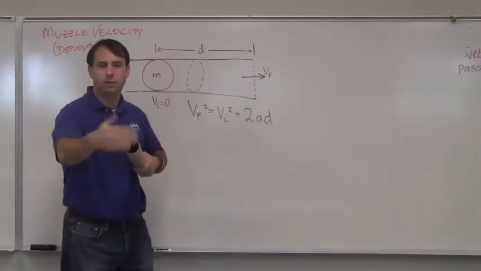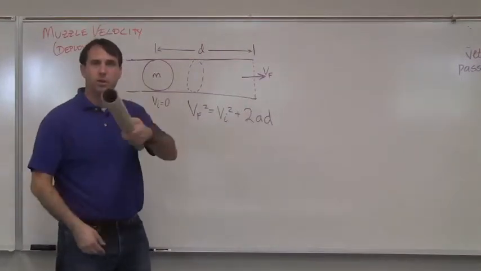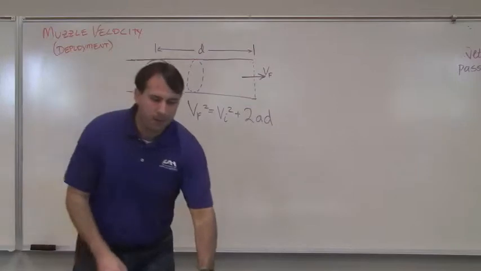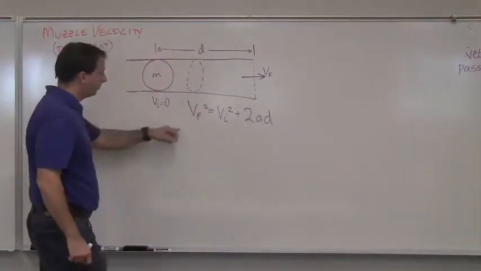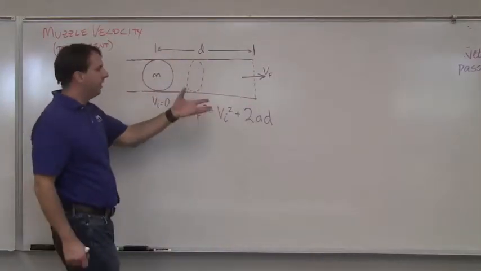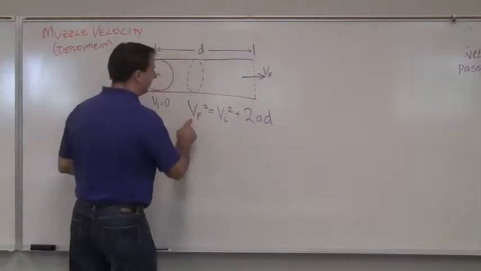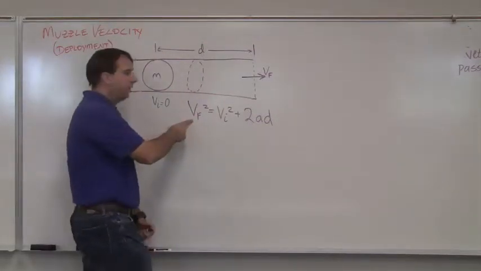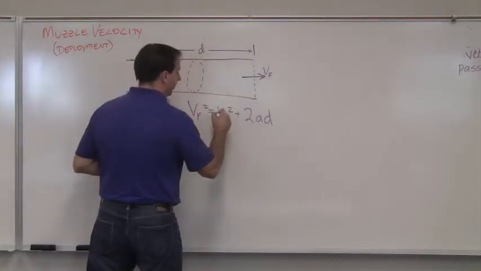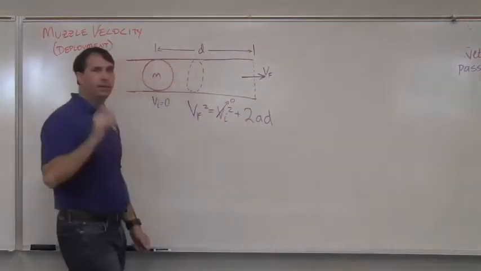That's what a cross section is. This circle here is the cross section of this tube. Okay, so this is the equation that defines what we're looking at. V final is what we're looking for. That's our unknown, right? V initial, like I just said, is 0.